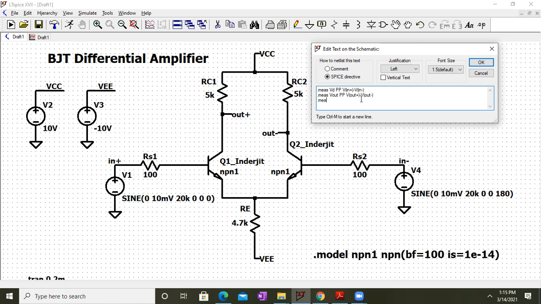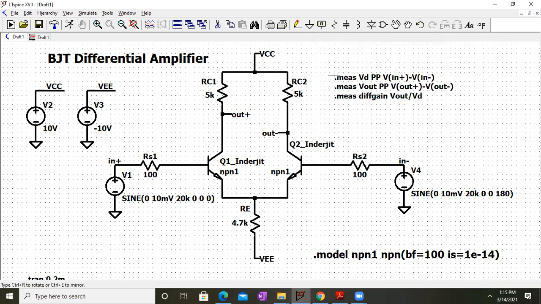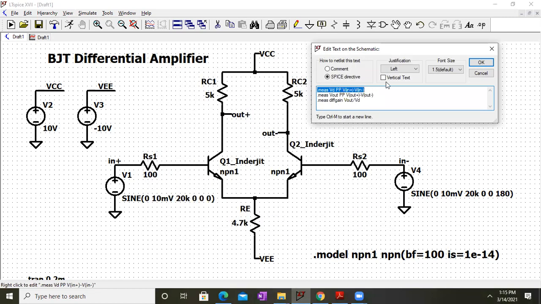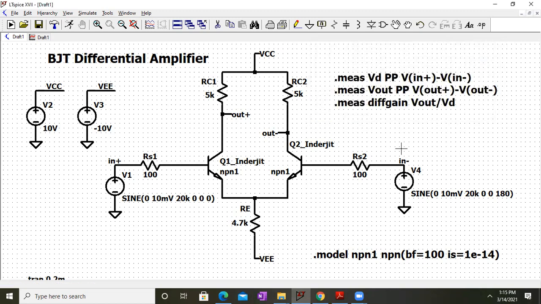And lastly, again, we'll write .measure and we'll calculate the differential gain. So Dgain, let me write: differential gain will be given by Vout divided by the differential input VD. Let me add this statement over here. I hope that is clear now. Let me increase the font a little bit. So these three statements will calculate the differential gain automatically from these waveforms.